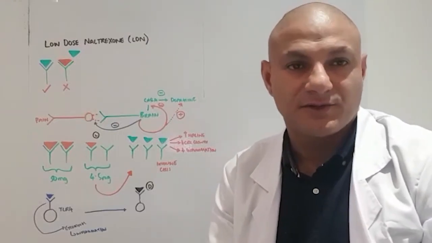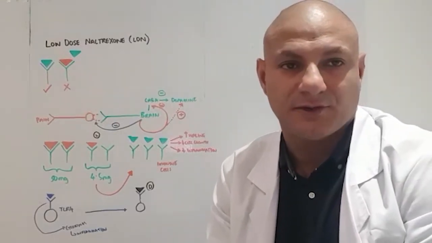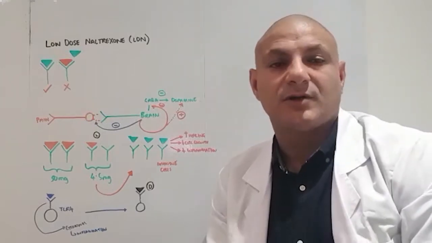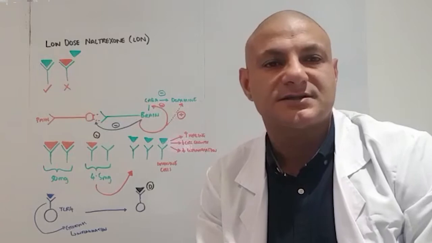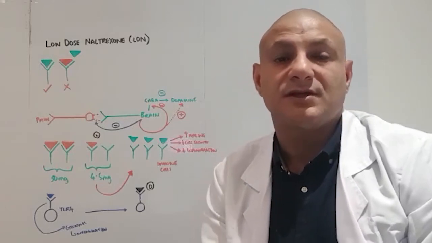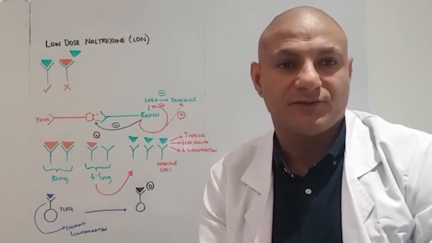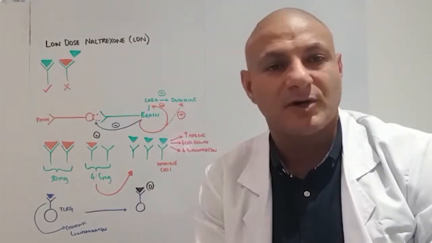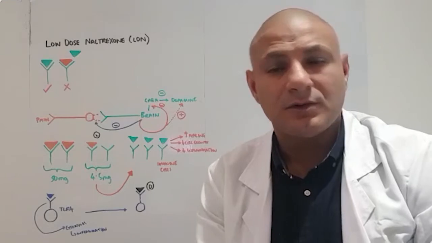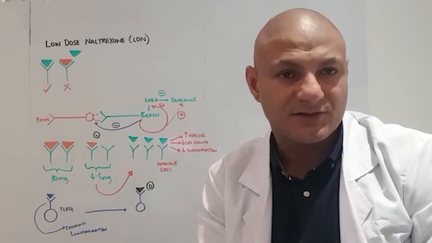Today we'll be talking about low dose naltrexone or LDN. The first thing to bear in mind when discussing LDN and how it works is that it's an unlicensed medicine, which means it's not available off the shelf. It's not available through the usual channels. You have to get it made specially from a compounding pharmacy or a specialty pharmaceutical manufacturer.